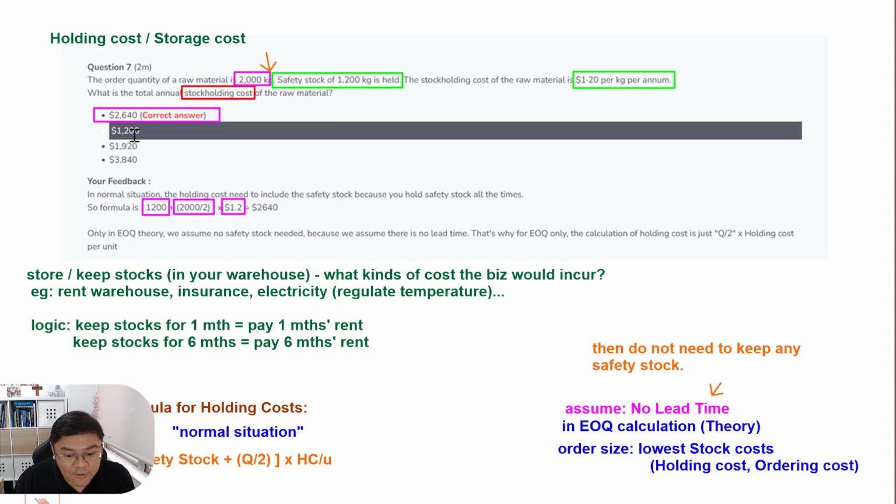I hope this short video clarifies this particular answer, because I know a lot of the students have taken 1,002 as an answer, which is not wrong if you're doing an EOQ calculation. So I think it's good to explain this and clarify.